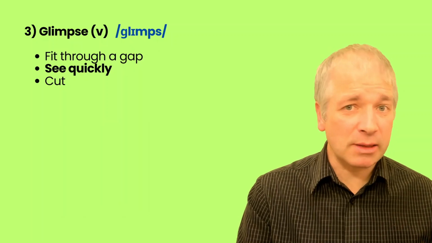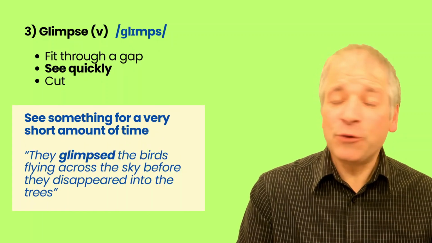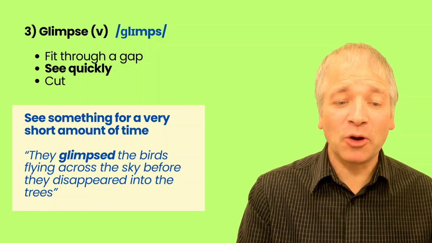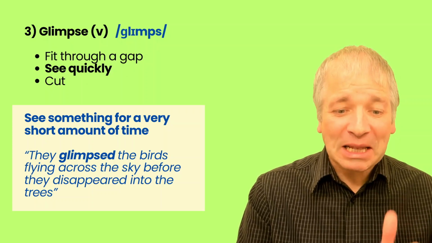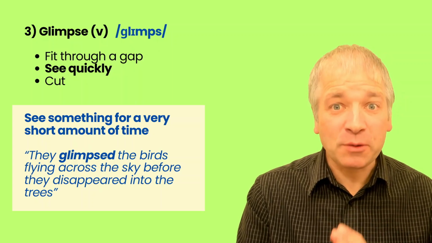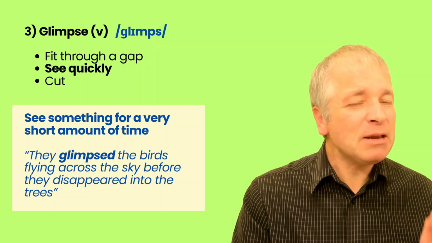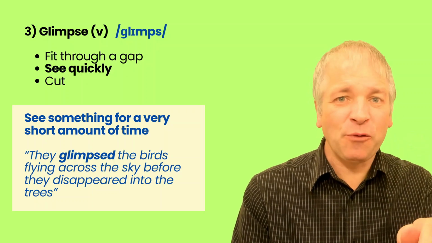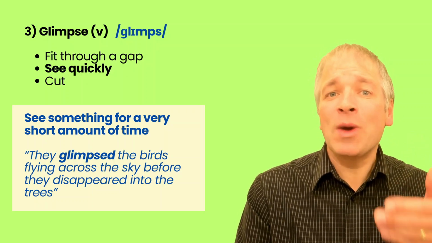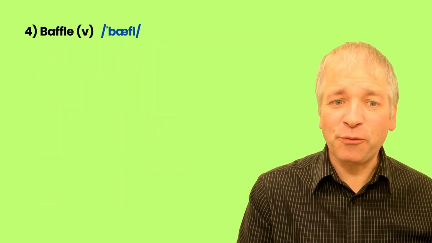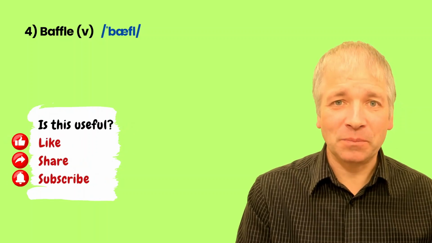Glimpse means see quickly. If you glimpse something, it means you see something for a very short amount of time. They glimpsed the birds flying across the sky before they disappeared into the trees. That means the birds flew quickly before they went into the trees, so we only saw them for a short amount of time. Number 4 is baffle.